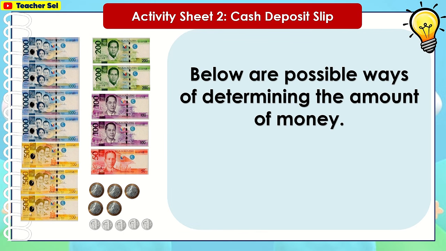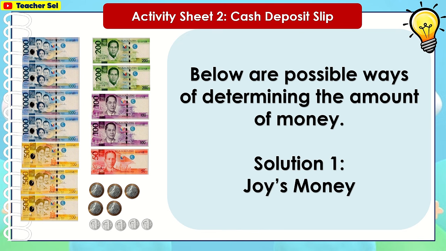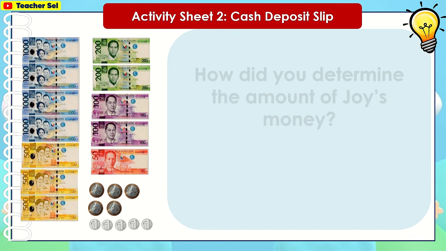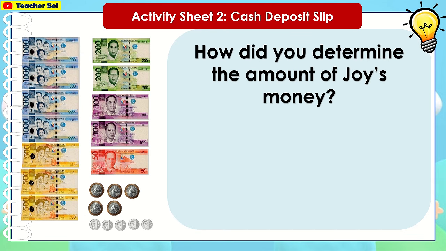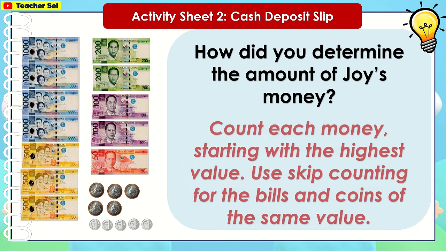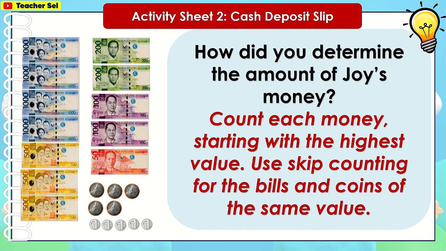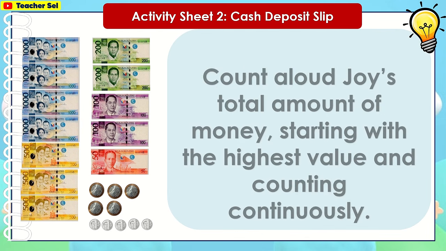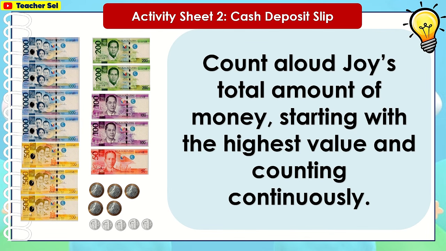Below are possible ways of determining the amount of money. For solution 1, Joy's money. How did you determine the amount of Joy's money? Count each money starting with the highest value. Use skip counting for the bills and coins of the same value. Count aloud Joy's total amount of money, starting with the highest value and counting continuously.